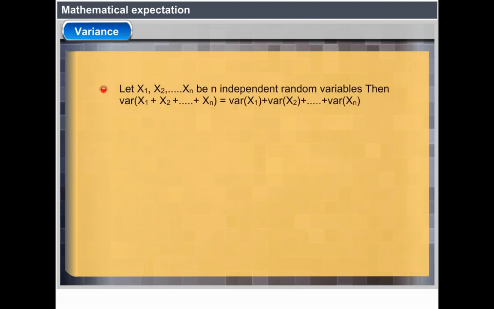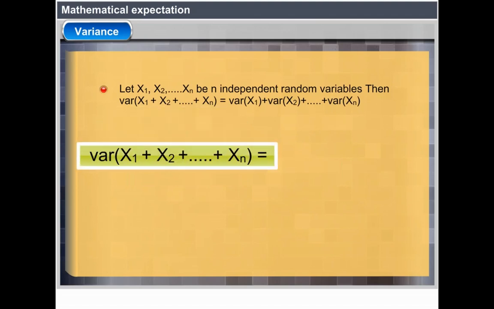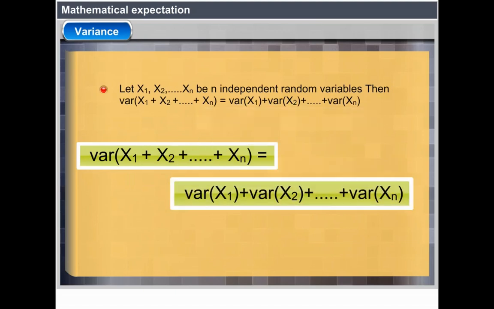Let x1, x2 up to xn be n independent random variables, then variance of x1 plus x2 plus etc. plus xn equal to variance of x1 plus variance of x2 plus etc. plus variance of xn. Then expectation of (x minus c) whole square is a minimum when c equal to expectation of x.